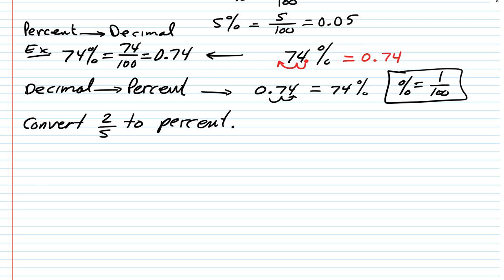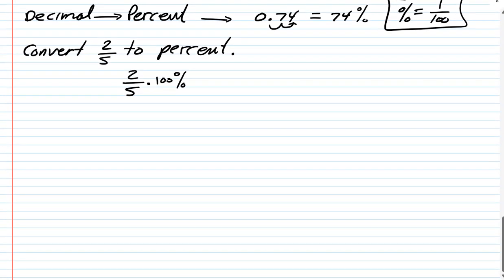Okay, so to do this, we can actually multiply by 100%. 2 over 5 times 100%. Remember, the percent symbol means 1 over 100. So what I've done here is really haven't changed the number. That's like multiplying by 1 in the form of 100%.